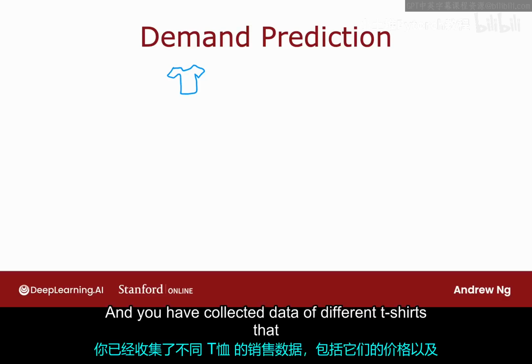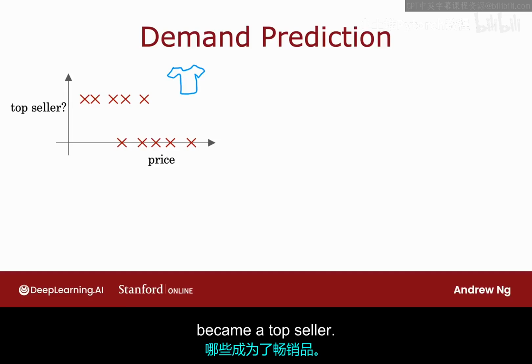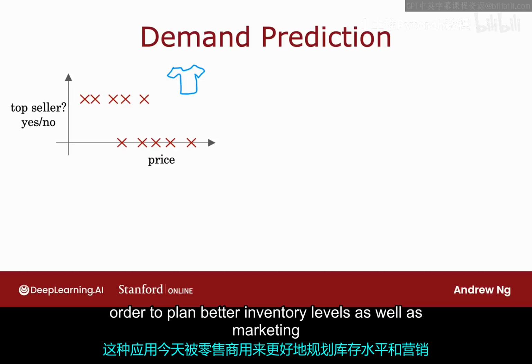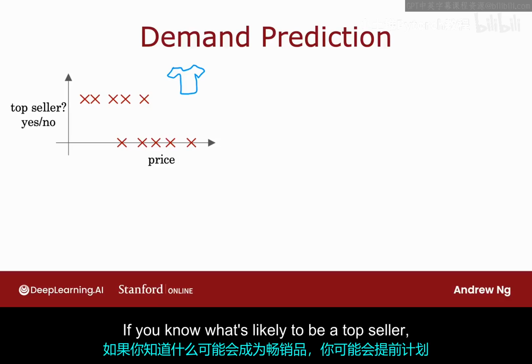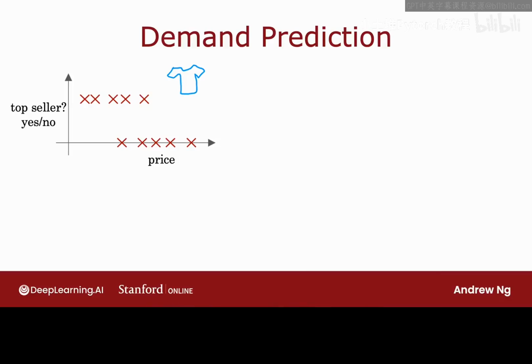And you have collected data of different t-shirts that were sold at different prices, as well as which ones became a top seller. This type of application is used by retailers today in order to plan better inventory levels as well as marketing campaigns. If you know what's likely to be a top seller, you would plan, for example, to just purchase more of that stock in advance.